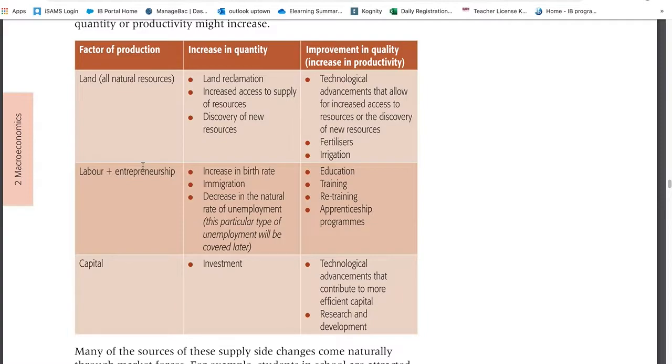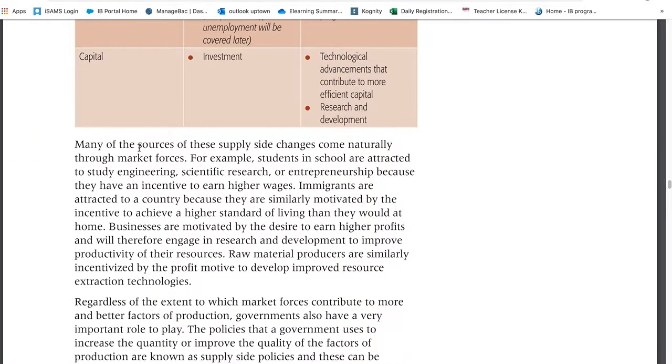Finally, we have capital. So there could be more investment, more money going into things and projects, which would increase the supply, creating a shift in the supply curve. As well as technological advancements where more research and development being done could create a shift because now you're, once again, coming up with better sources of capital with improved equipment. And then maybe just more efficient use of capital. So, either one of those come from advancements. So you can see that either an increase in quantity or an increase in quality could help create a shift.